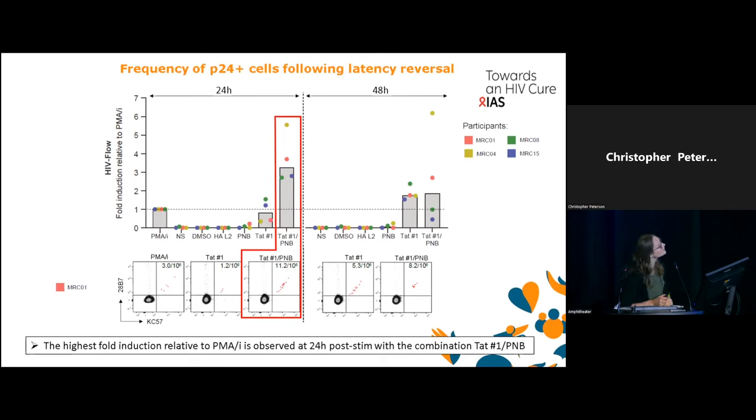What is also interesting and important to note is that the TAT compound alone is also capable of reactivating HIV, both at 24 hours and 48 hours, but it's particularly marked at 48 hours. But the fold induction is not as high as the one that we obtain for the combination of the TAT compound plus the HDAC inhibitor panobinostat.